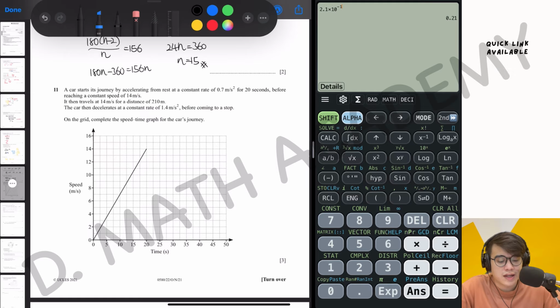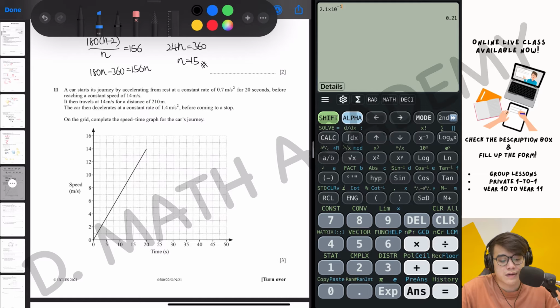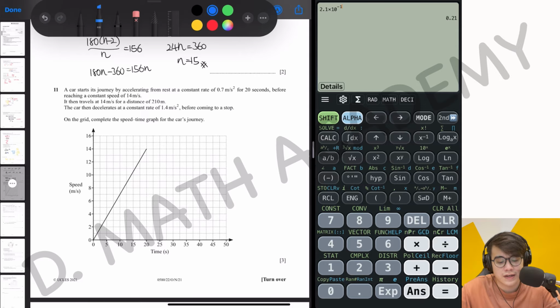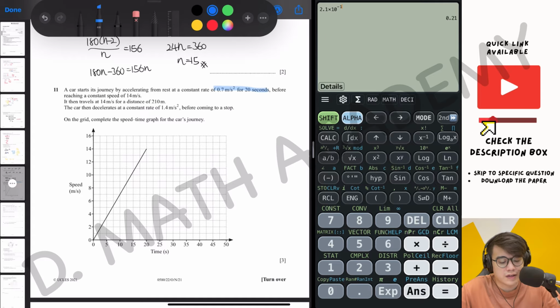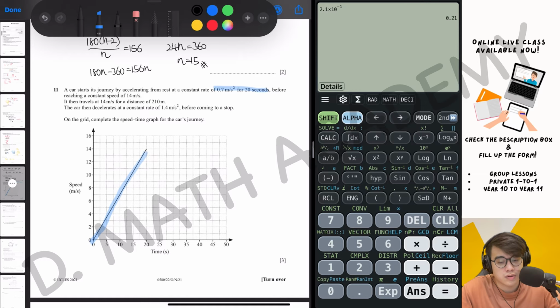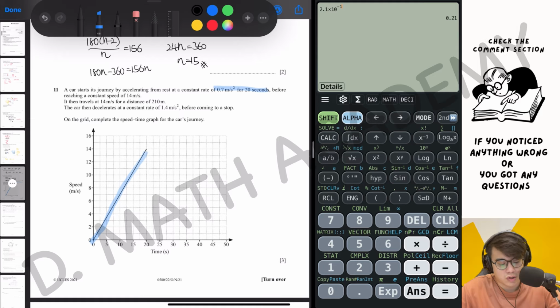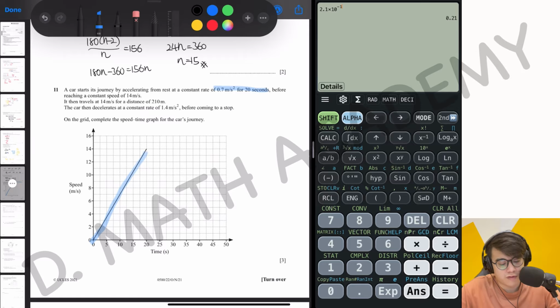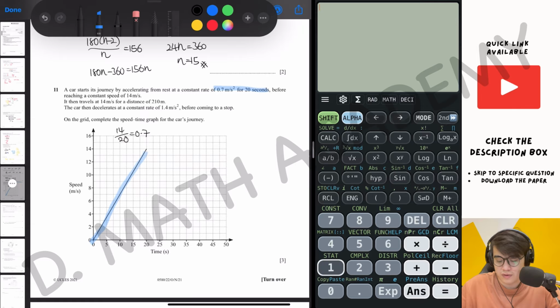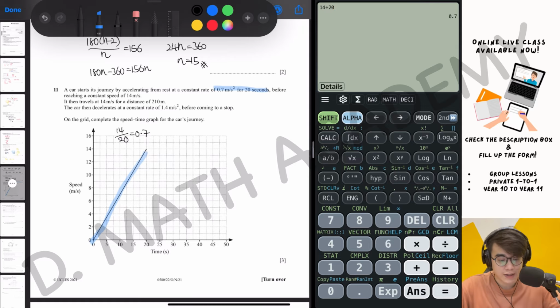Moving on to question 11. A car starts its journey by accelerating from rest at a constant rate of 0.7. So this part here is actually trying to tell us about the first line that they draw here. So how do you check? You can actually take our 14 divided by 20, you will get 0.7 if not mistaken. 14 divided by 20, 0.7, correct. So from here onwards, all you have to do is to check for the next part.